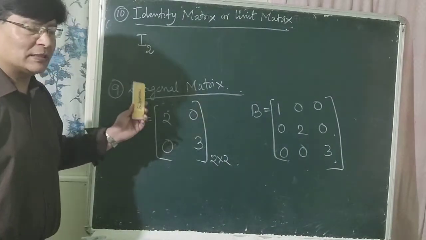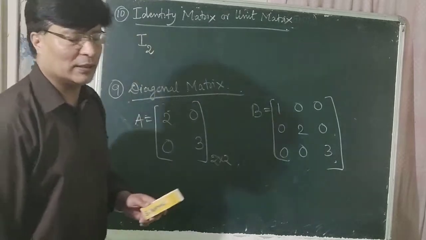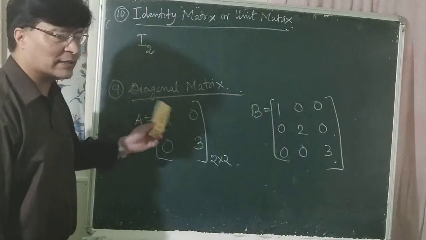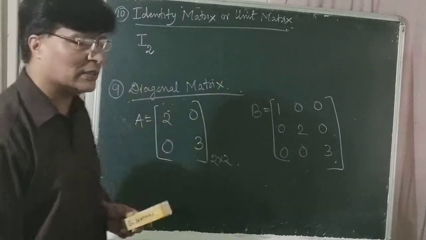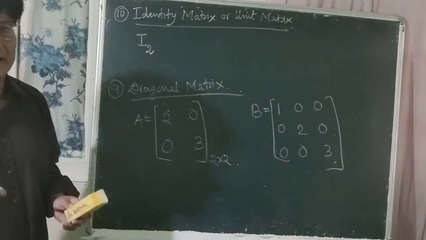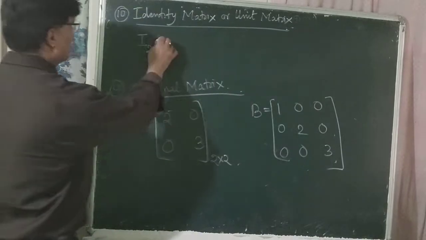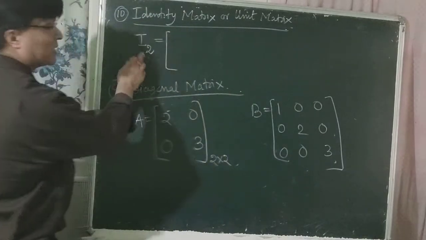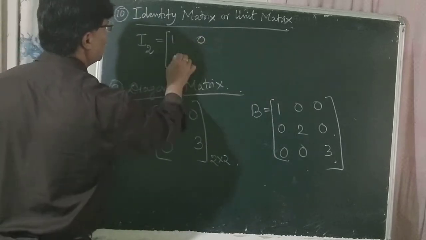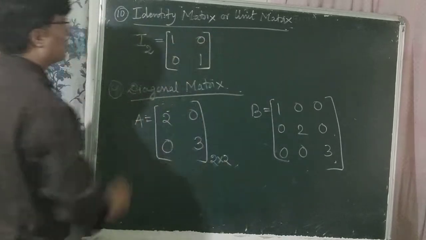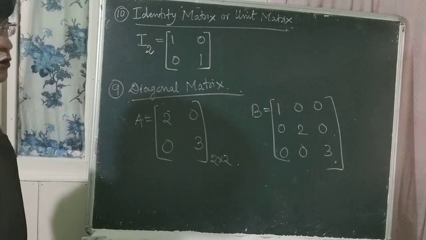If in the diagonal matrix all the elements in the diagonal are 1, then that matrix is known as identity matrix. That is, I2 means identity matrix of order 2, that means 2 rows and 2 columns, so it is 1, 0, 0, 1, right? 1, 0, 0, 1, that is identity matrix of order 2.